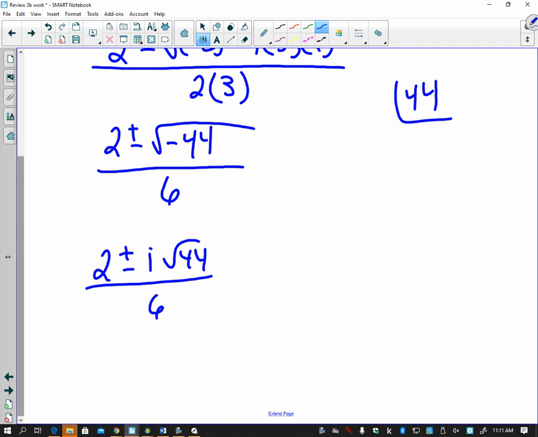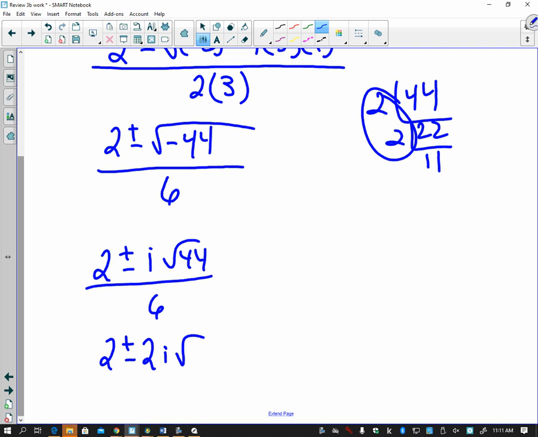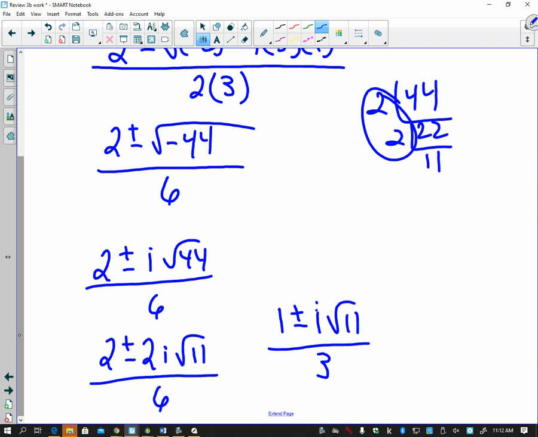44 is 2 and 22. 2 and 11, so 2 comes out. So I wind up with 2 plus or minus 2I radical 11 over 6. 2/6 reduces to 1/3. So 1 plus or minus I radical 11 all over 3. You can split it if you need to, but that's the answer. Is that a little bit simpler than the other? Okay. All right, what was that, 7?